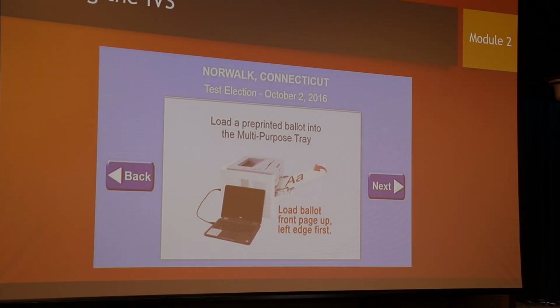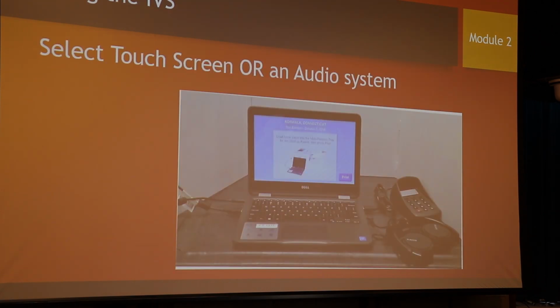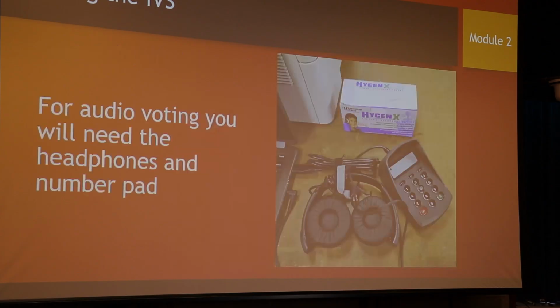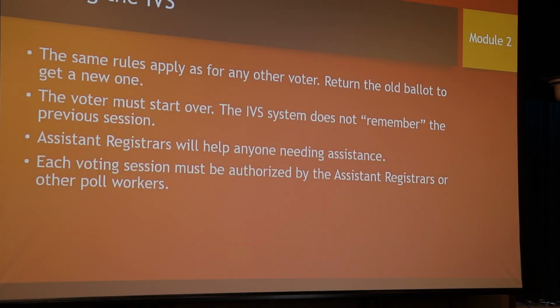Okay, so if we're using the IVS machine, most of the individuals who use it know how to use it, but we can assist them. We put the ballot, if we're looking at the printer, we put the ballot face up. And I think I've got a picture of it here. Just like that, face up, facing towards us, put it in. We can use the touch screen. There's earphones with little pads. There's a number pad that can be plugged in. Again, I would suggest if you take some time during this election to learn how to use that.